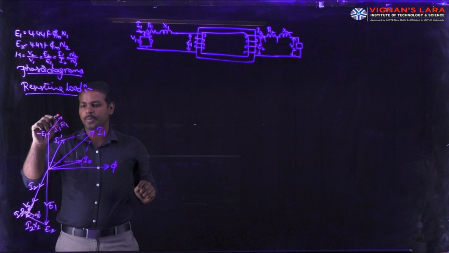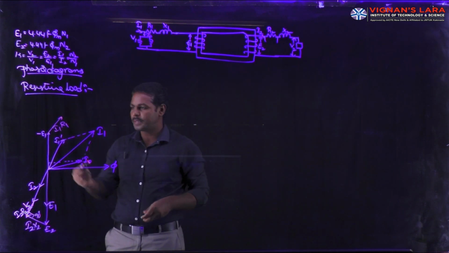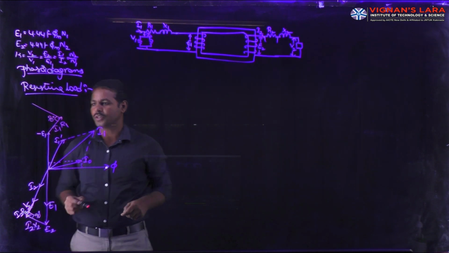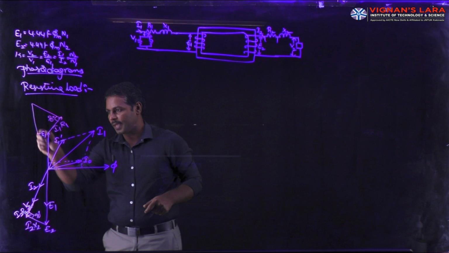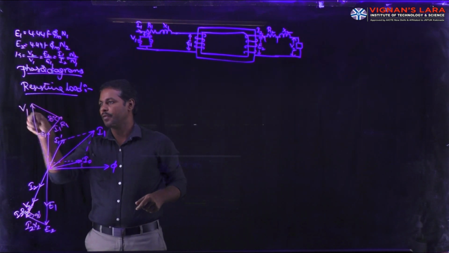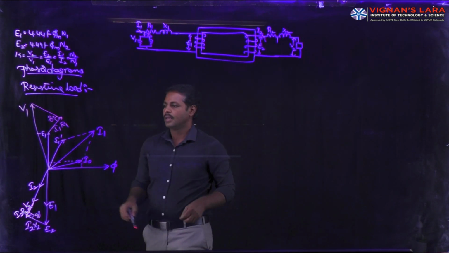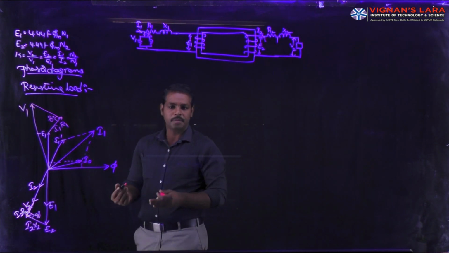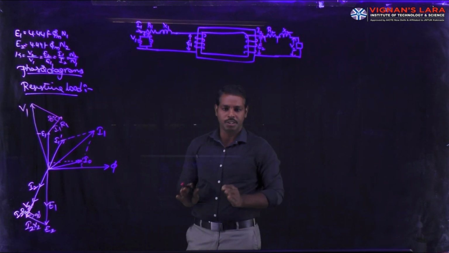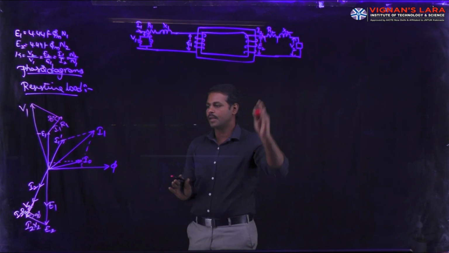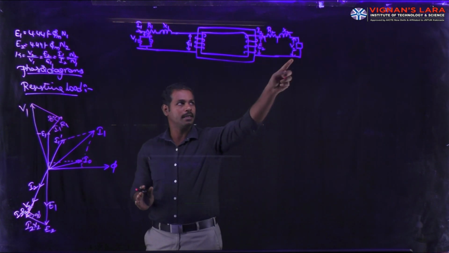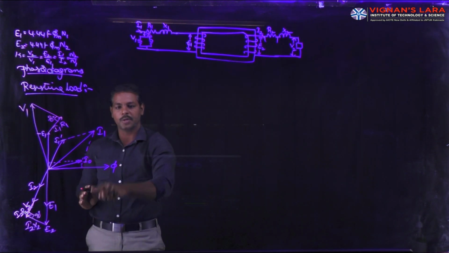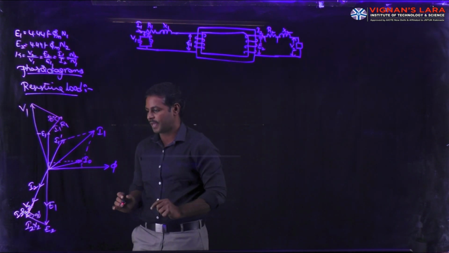So the resistance drop and the inductance drop are displaced by 90 degrees. The resultant of the given phasors is equal to V1. So this is the phasor diagram of a transformer which operates on no load condition, or a transformer which operates on resistive loads. So only when we are connecting the resistive load across the load terminals do we get this phasor diagram of a transformer.